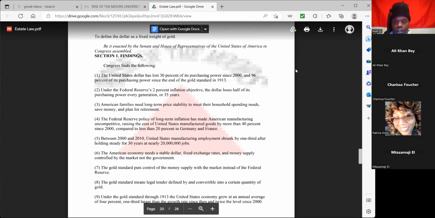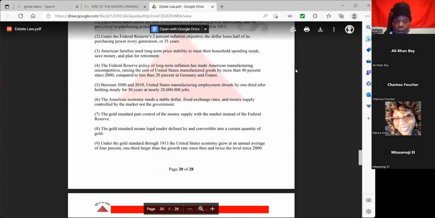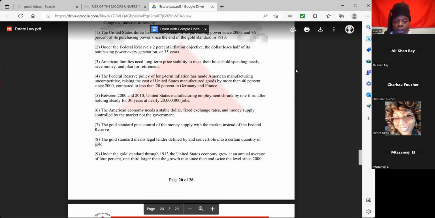1, the United States dollar has lost 30% of its purchasing power since 2000 and 96% of its purchasing power since the end of the gold standard in 1913. 2, under the Federal Reserve's 2% inflation objective, the dollar loses half of its purchasing power every generation, or 35 years. 3, American families need long-term price stability to meet their household spending needs, save money, and plan for retirement. 4, Federal Reserve policy of long-term inflation has made American manufacturing uncompetitive, raising the cost of United States manufactured goods by more than 40% since 2000, compared to less than 20% in Germany and France.